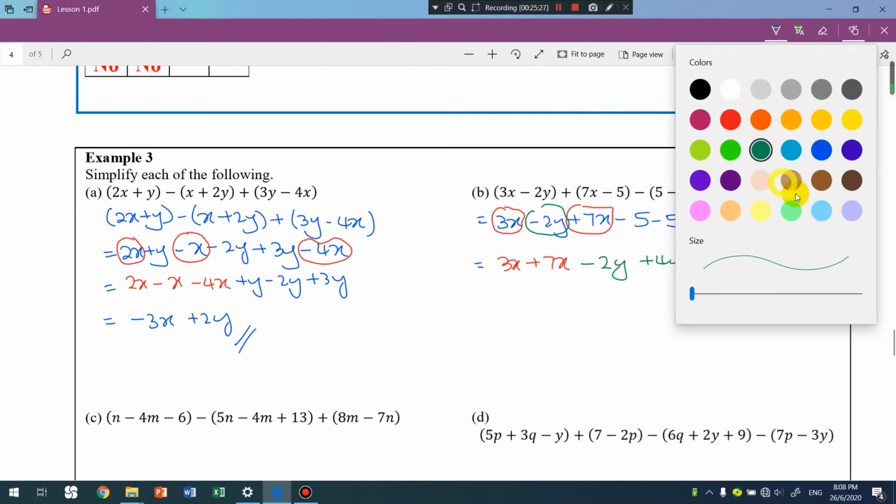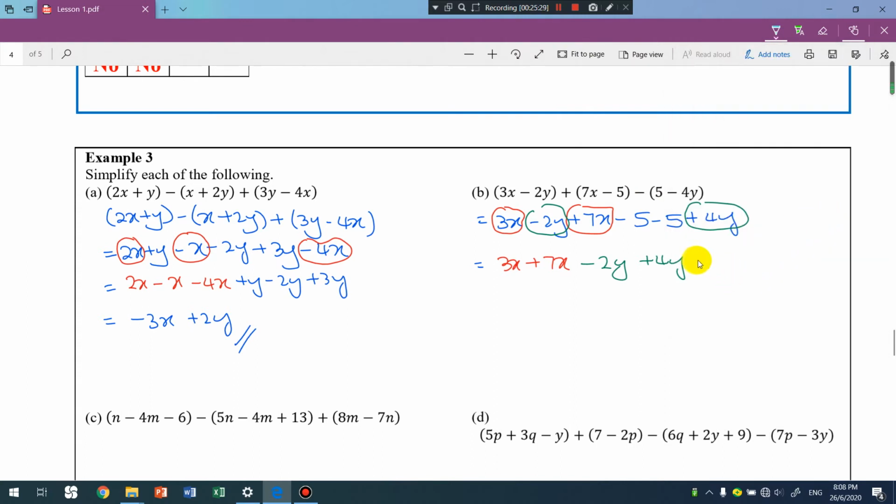Okay, let me use what color? How about blue? Light blue. Negative 5, negative 5. Okay, next step should be no problem. You can use a calculator. If the number is not that big, you want to calculate mentally, also can.